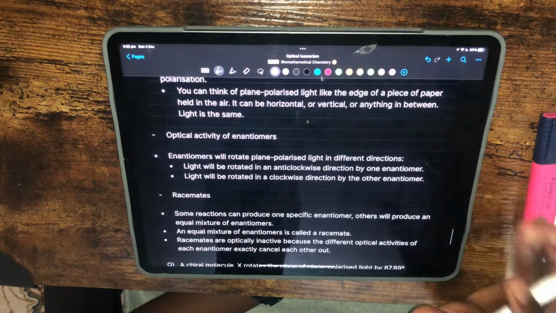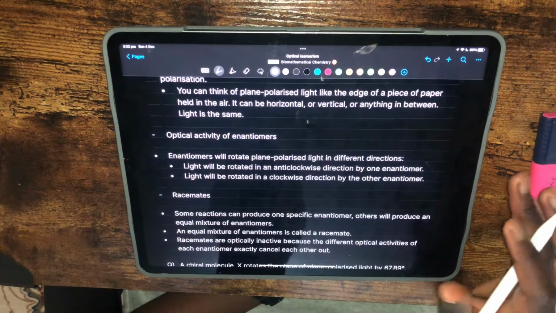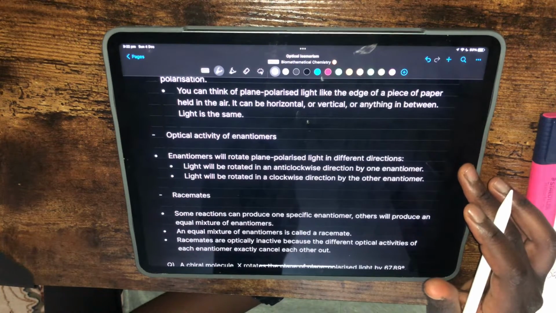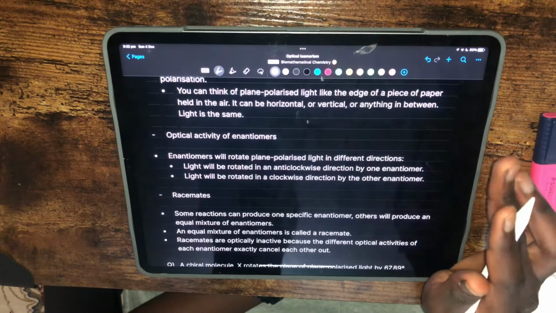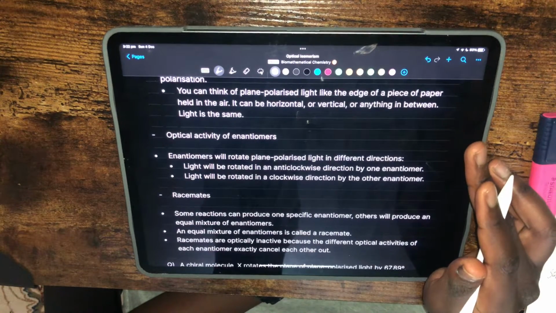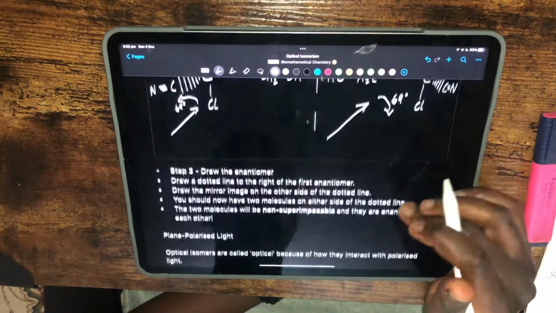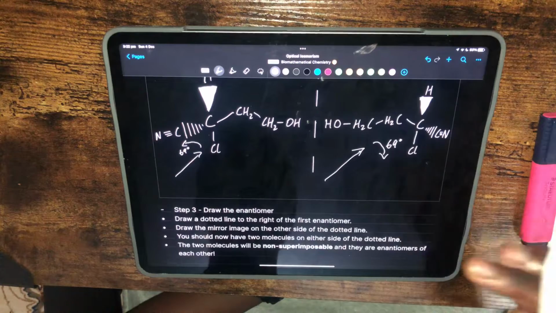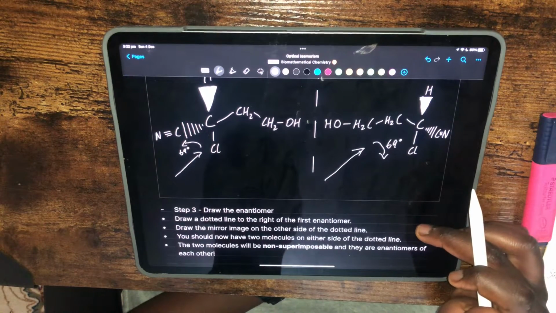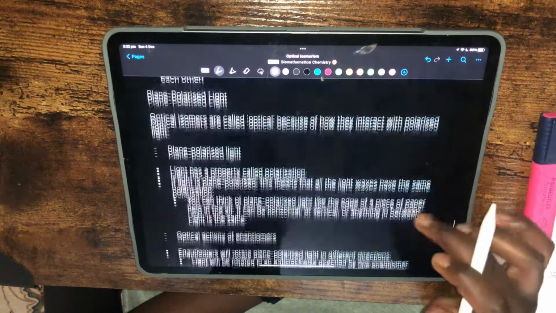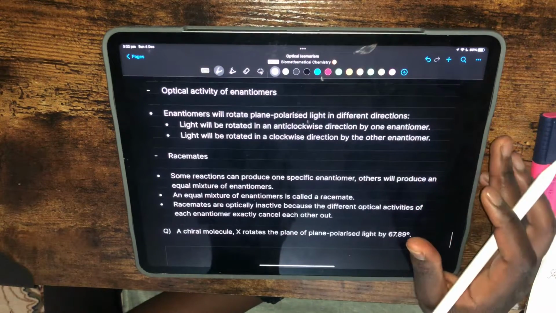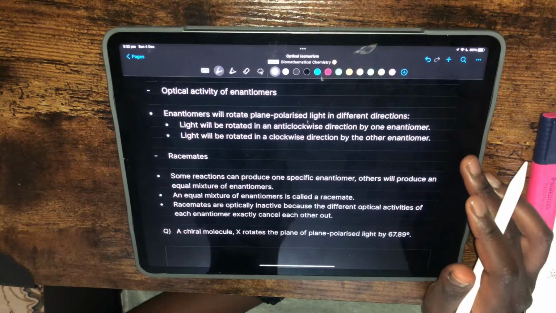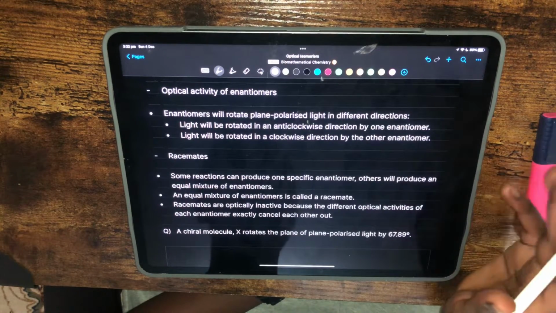So there's something you can get called racemates. As I said before, if you get a question that asks about optical activity, be careful, because certain reactions can produce an equal amount of both enantiomers in the same beaker or the same test tube. Some reactions can produce one specific enantiomer, others will produce an equal mixture of enantiomers. An equal mixture of enantiomers is called a racemate or racemic mixture.